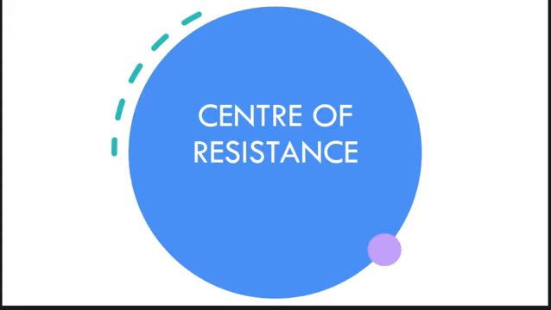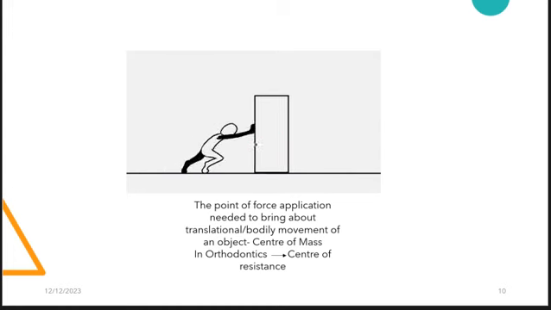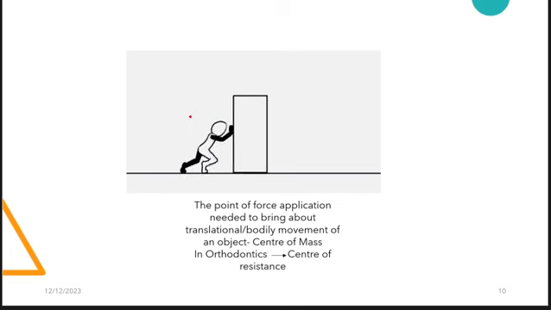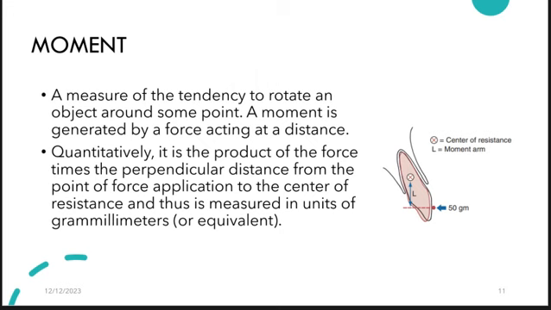So in orthodontics, we call the center of mass the center of resistance. The point of force application needed to bring about a pure translational or bodily movement of an object is called the center of resistance. Imagine the center of resistance of this door is in the center. When this person pushes along the axis passing through the center of resistance, there is pure translational or bodily movement of the door. There is no change in the angulation of the door as such. So this is a pure bodily movement.